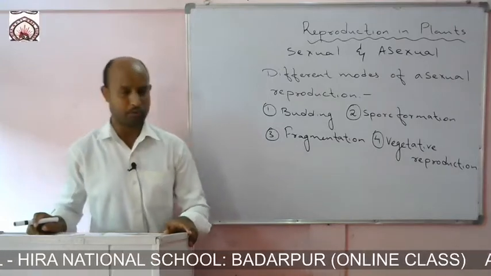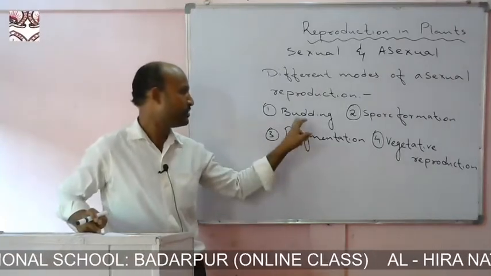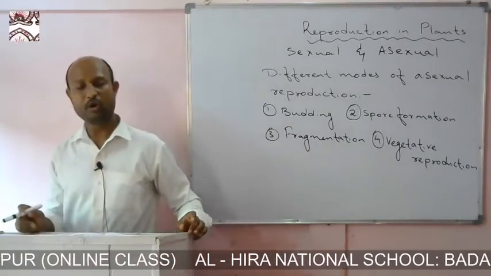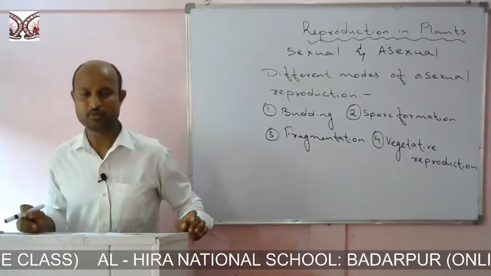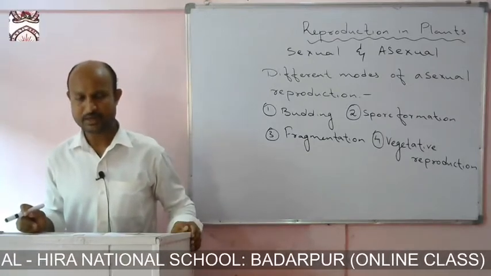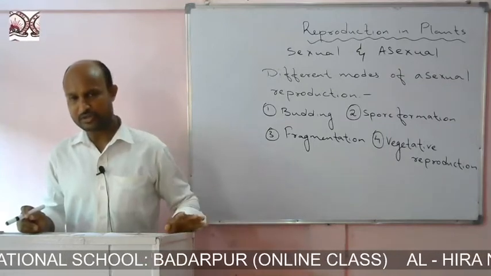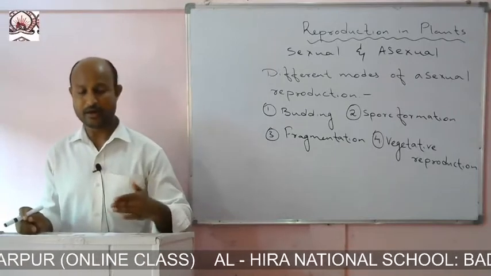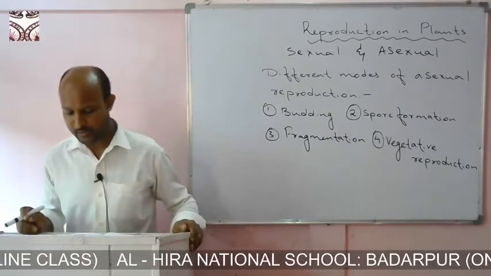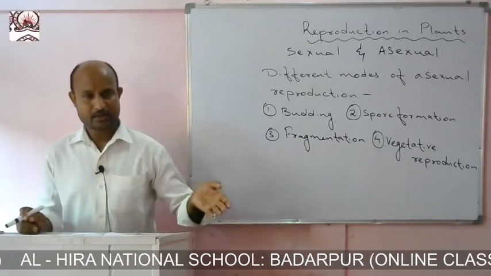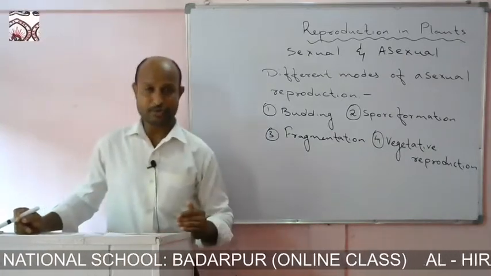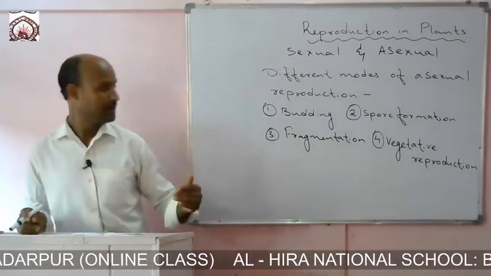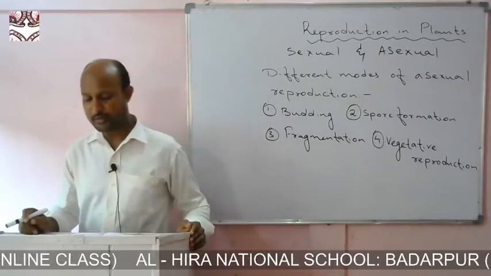Here I have written on the board the first mode of asexual reproduction, which is budding. Budding is a mode of asexual reproduction in which simple organisms reproduce copies of themselves without the help of any other individual. That means at the time of reproduction, the individual organism doesn't require any help from another organism. In this way, the organism is able to reproduce by asexual reproduction. Simple organisms reproduce by budding.